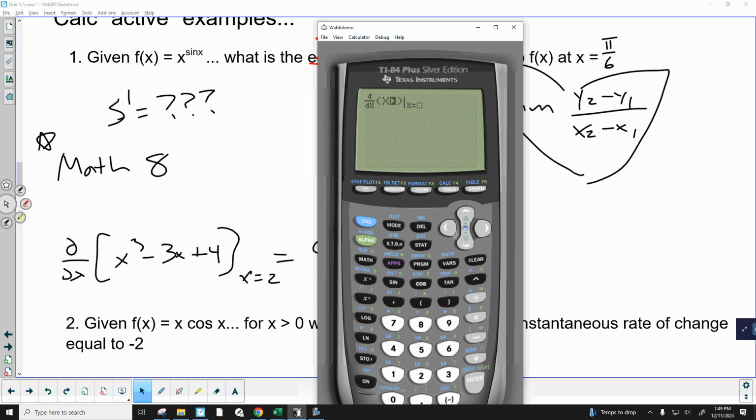x cubed minus 3x plus 4, typed in correctly. And I'm going to get 9. I don't get 9. Why not?